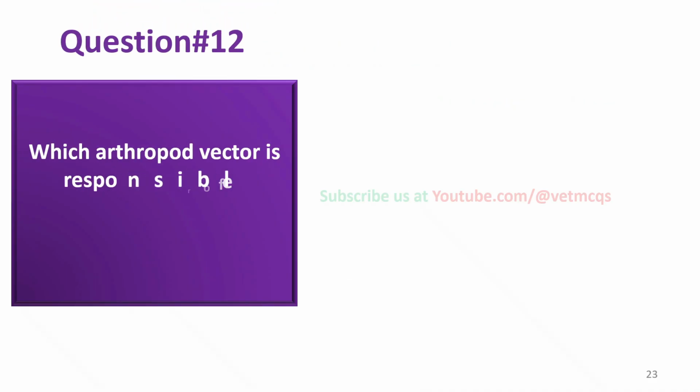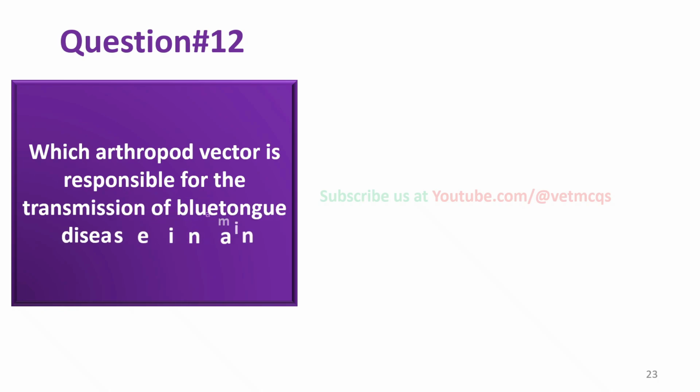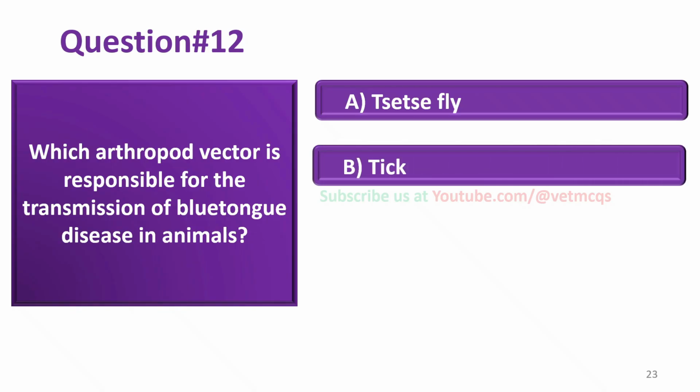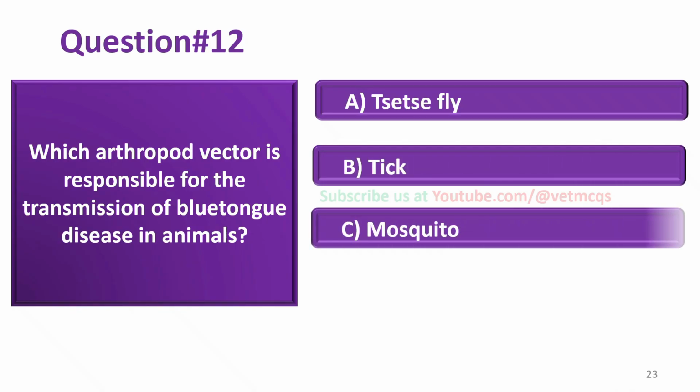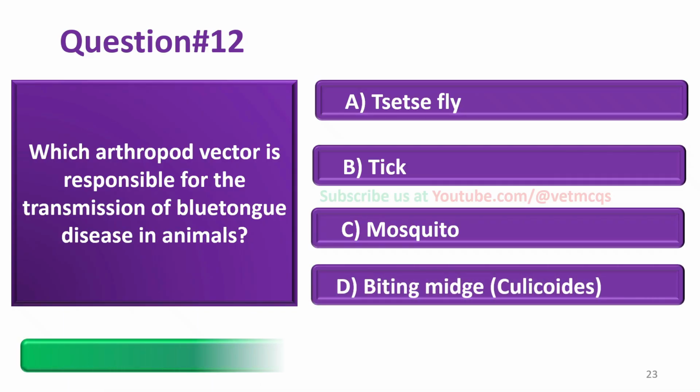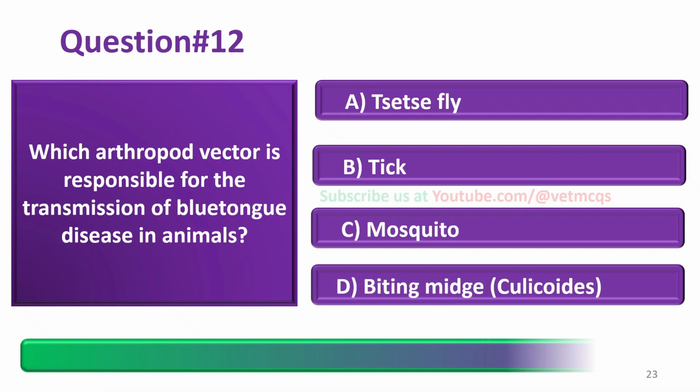Which arthropod vector is responsible for the transmission of bluetongue disease in animals? Tsetse fly, tick, mosquito, biting midge or Culicoides. And the correct answer is option D, that is biting midge.